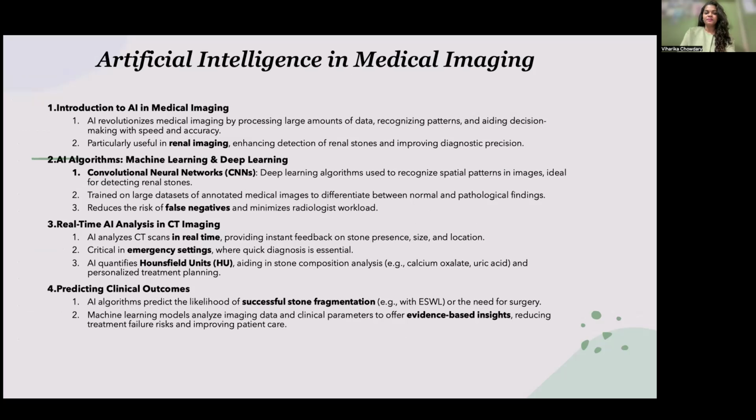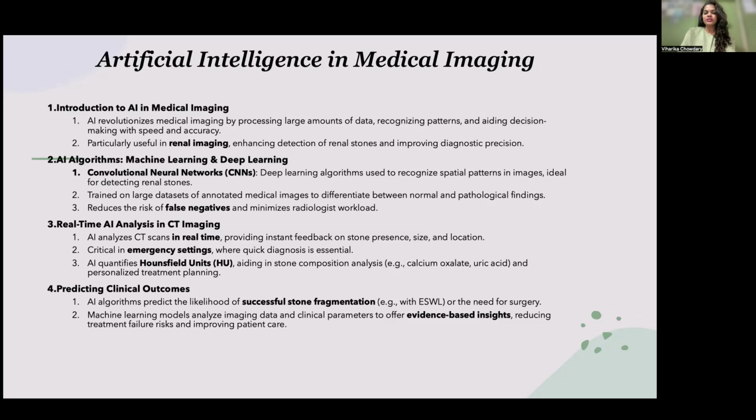AI in medical imaging. In the context of renal stone detection, AI not only enhances accuracy, but also supports the radiologist by reducing their workload and the chance of missing subtle findings. Deep learning algorithms like CNN, convolutional neural networks, are specifically designed to recognize patterns in CT images. Once trained on large annotated datasets, these models can detect stones, measure HU and even predict their composition in real time. This is especially valuable in emergency settings where fast decision making is very critical.